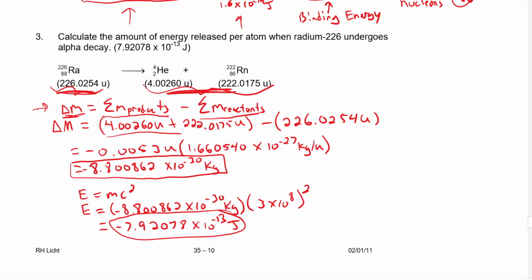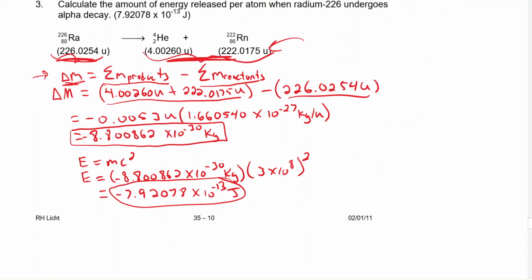So that's all I did. I just added up my products first, the things after, and then subtracted my reactants. Then we got this number here, in atomic mass units, because that's what they gave us. I converted that by multiplying by yada, yada, yada in kilograms per mass unit, and got my answer in kilograms. Then from there, I used E is equal to mc squared to get my answer in joules. My answer here was in joules, so that was good enough. I could have also changed that into electron volts if I wanted to.